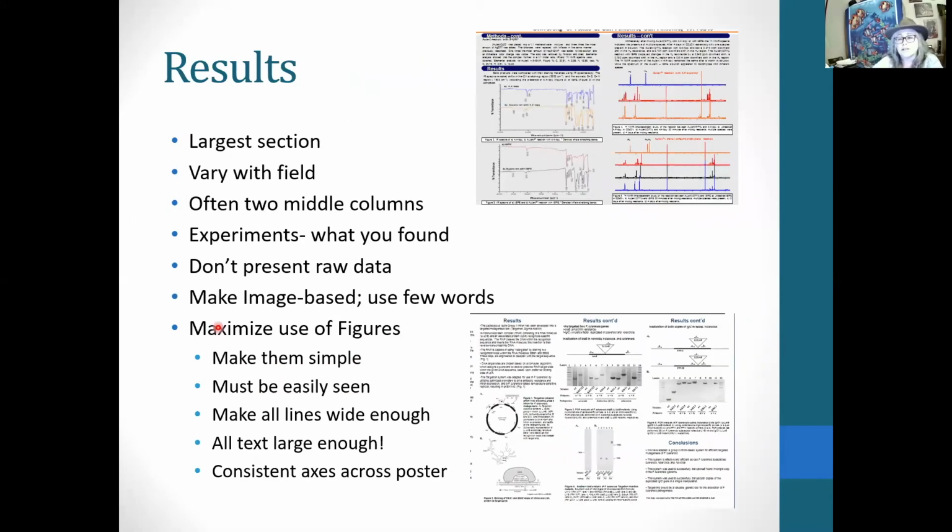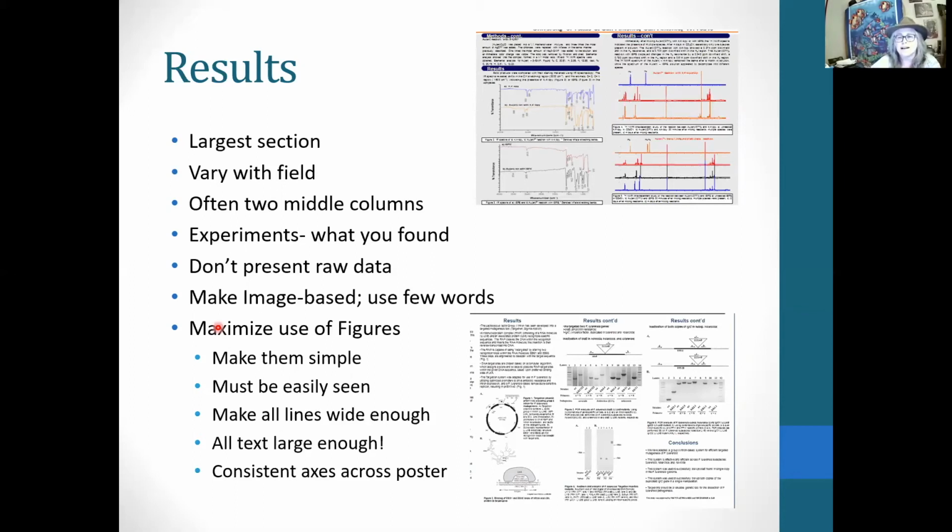Results, it's usually the largest, varies with field. It's usually the two middle columns. Try not to present raw data, although no one who does gels can ever resist putting one on there. Electrophoresis gels have to go on. But if it's just a bunch of raw data, like you ran one trial and you got one figure, that's my data, maybe if you're an undergrad, it's your first experiment.